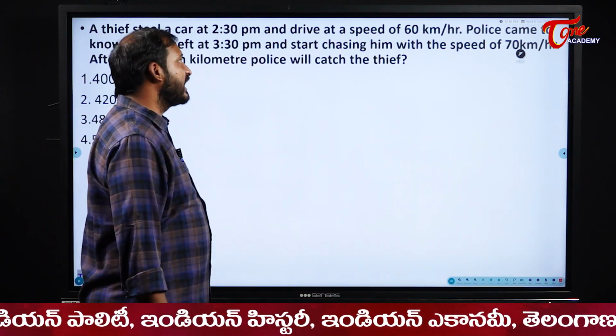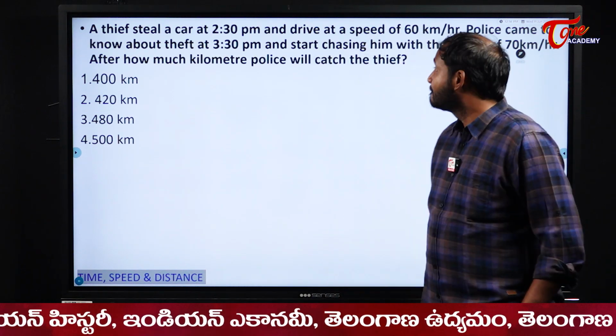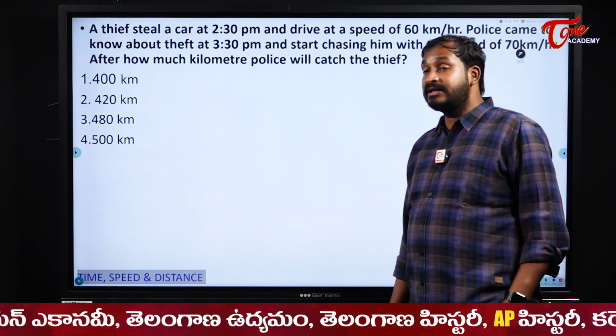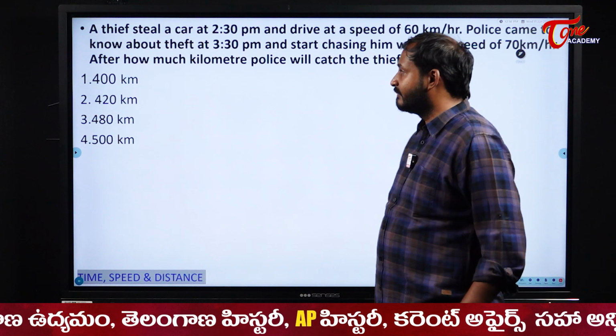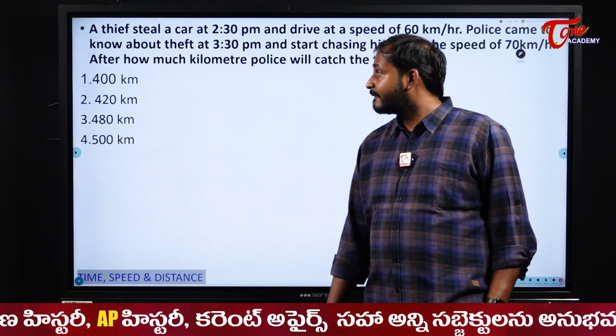A thief steals a car at 2:30 p.m. and drives at a speed of 60 km/h. Okay. Police came to know about the theft at 3:30 p.m. and started chasing him with a speed of 70 km/h. After how many kilometers will the police catch the thief?